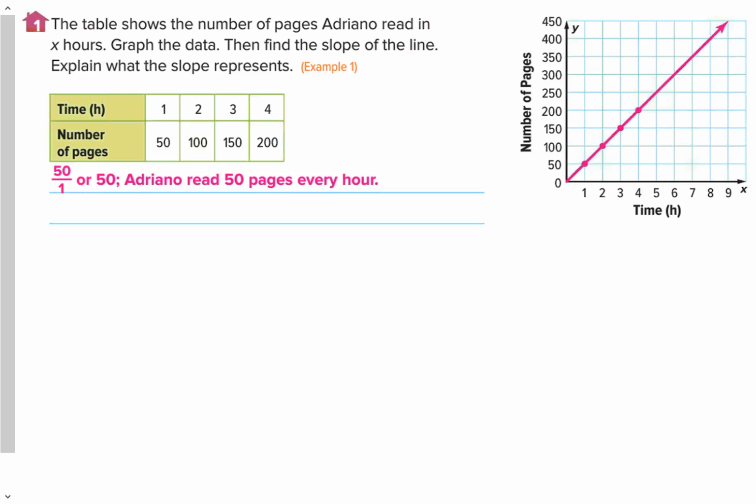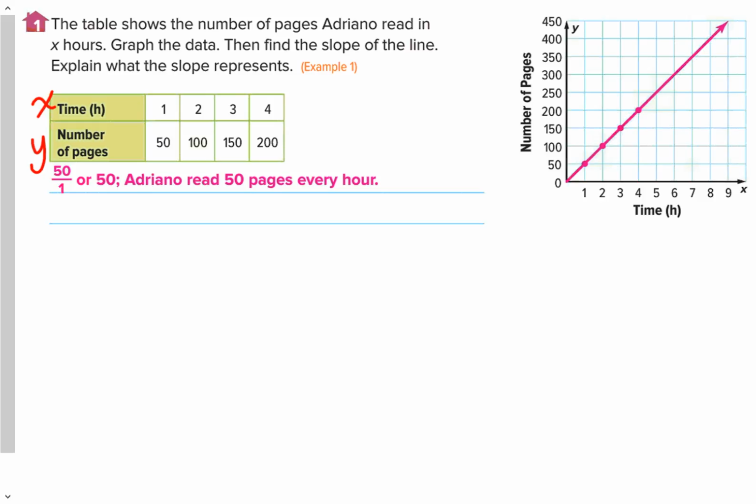So remember, our first item in our graph is our X, our second is our Y. So 1, 50 means for 1 hour, read 50 pages. Move over 2, up 100 for 2 hours and 100 pages. Then 3 hours and 150. And then 4 hours and 200.